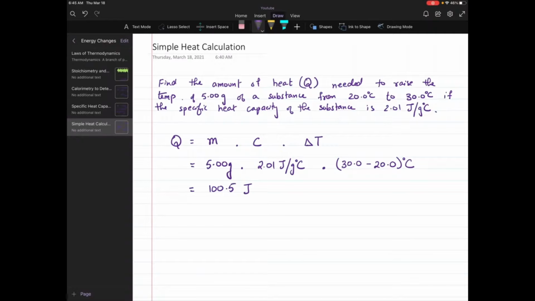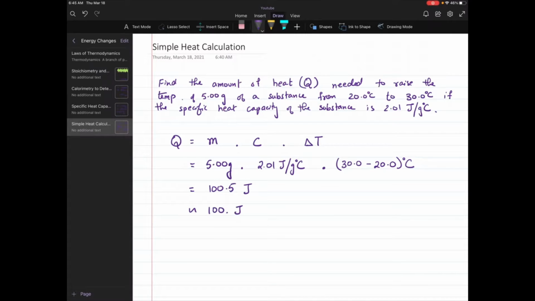Now, since the information that was given to us was all three significant figures, and we are doing multiplication and division operations here, the answer should be three significant figures. So we need to round this value. Since we have 100.5 joules, and the last digit is 5, it's exactly 100.5. So we look at the digit before the 5, which is a 0. Since 0 is considered an even number, this final answer will be rounded to 100. joules.